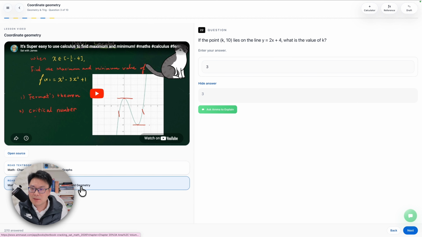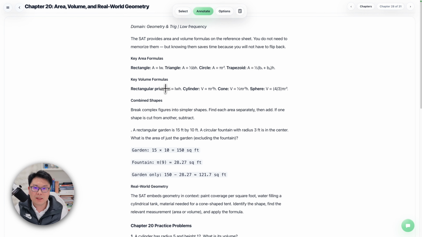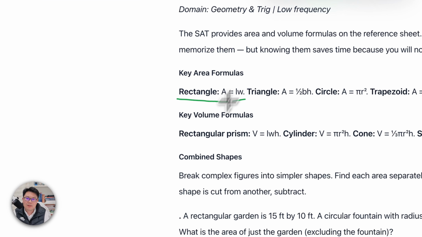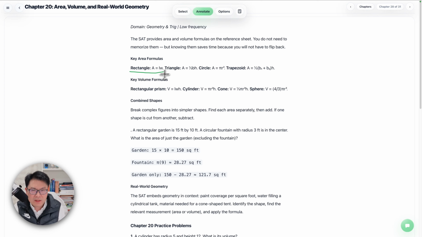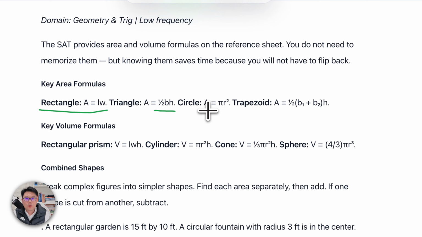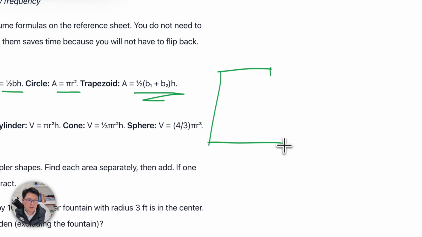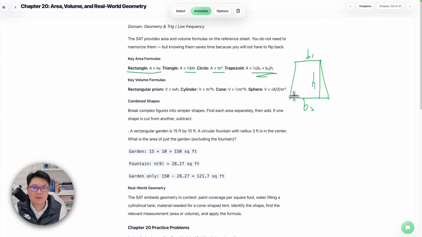I promised you that we need to go back to the textbook for the real-world geometry, and let's see what we can learn from this. Basically, it's about the formulas of how to find the length and the area. The area for a rectangle is the length times the width. The area of a triangle is base times height divided by 2. The area of a circle is pi times r squared. The area of a trapezoid is the top plus the bottom times the height divided by 2. So you have a trapezoid, this is B2, and the height might be here. Then B1 plus B2 times h divided by 2.